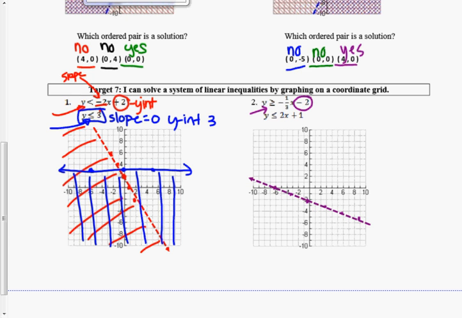That is not a solid line. Sorry about that.